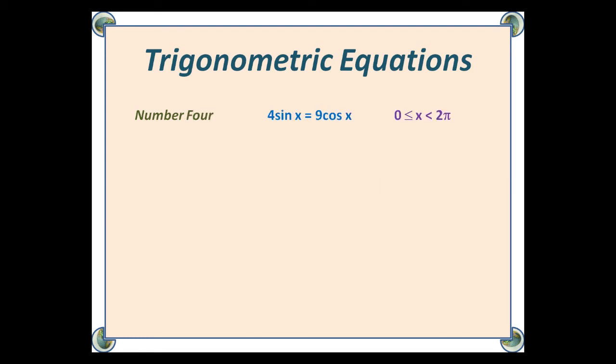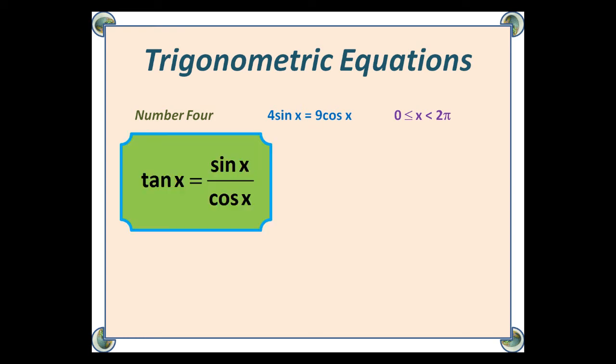Number 4, 4 sin x equals 9 cos x, this time between 0 and 2 pi, not in terms of pi though, just in normal radians to decimals. Now this equation has 2 variables, it has a sin x and a cos x, so we can't just solve it straight away. What we need to do is use this formula, tan x equals sin x over cos x. So when we divide both sides of the equation by cos x, and also by the 4, we get tan x equals 9 over 4, and the inverse tan of that is 1.15 radians.